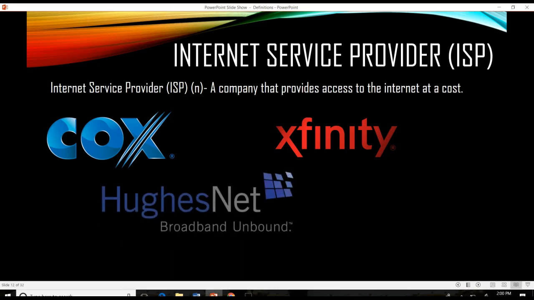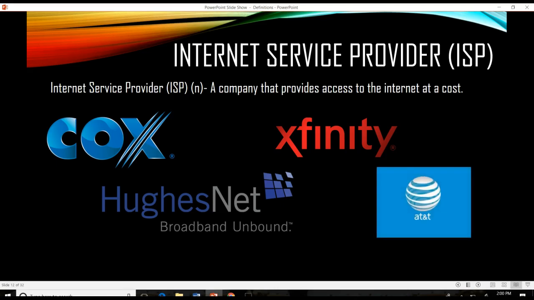HughesNet. HughesNet is a satellite internet service provider. It's usually for areas that don't have access to any high-speed internet at all in their area. We had it for a while at our house, and it was very, very expensive and very, very slow.